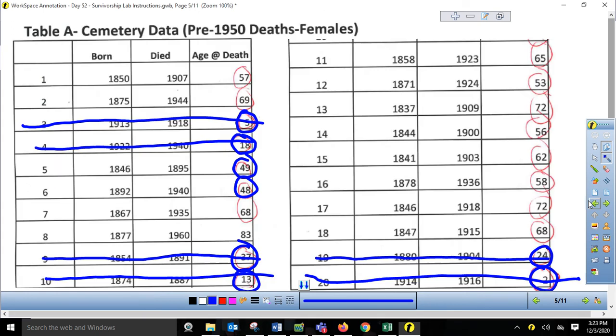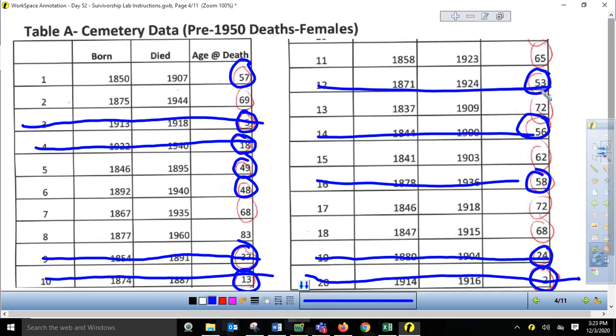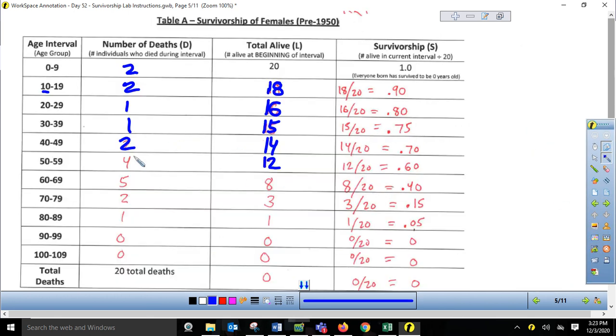So I go back, how many females died in their 50s? We had quite a few here. 1 individual died in their 50s. 2, 3, and 4. So 4 females died in their 50s. So I'm going to cross out the ones that I used, so that way I know I'm doing it right. So I add a 4 here, 4 females died. Now that means only 8 females are left by the time we reach age 60. Only 8 out of 20 survive to reach age 60.